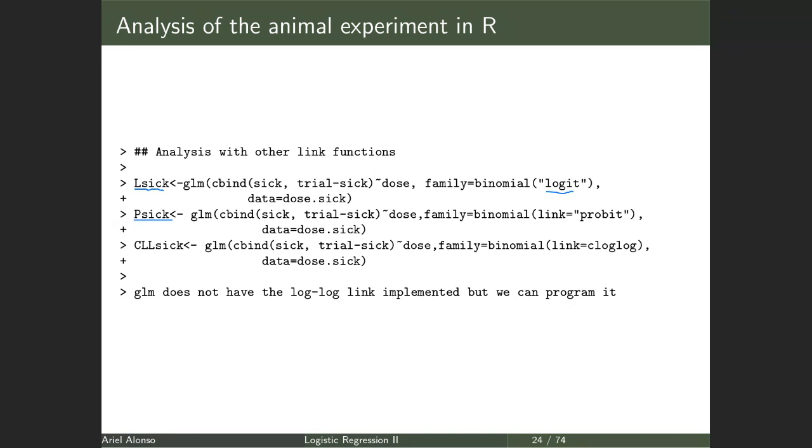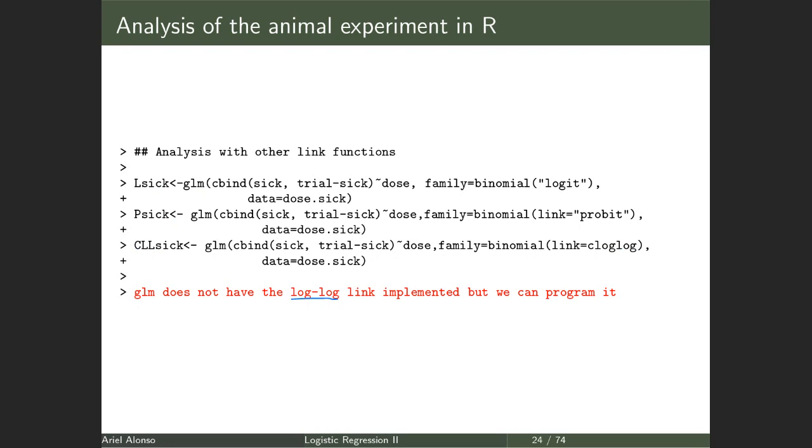Probit is implemented in R. The GLM has both options over here. And now I'm going to use the complementary log-log link, which you do by putting cloglog in the link part of the GLM. But there is a problem. The log-log link, which I would like to use, is not implemented in R.